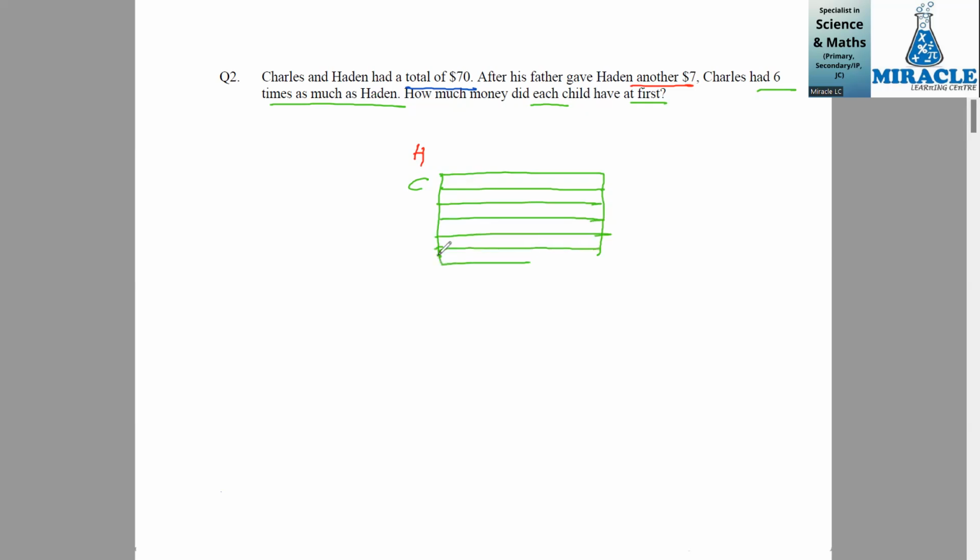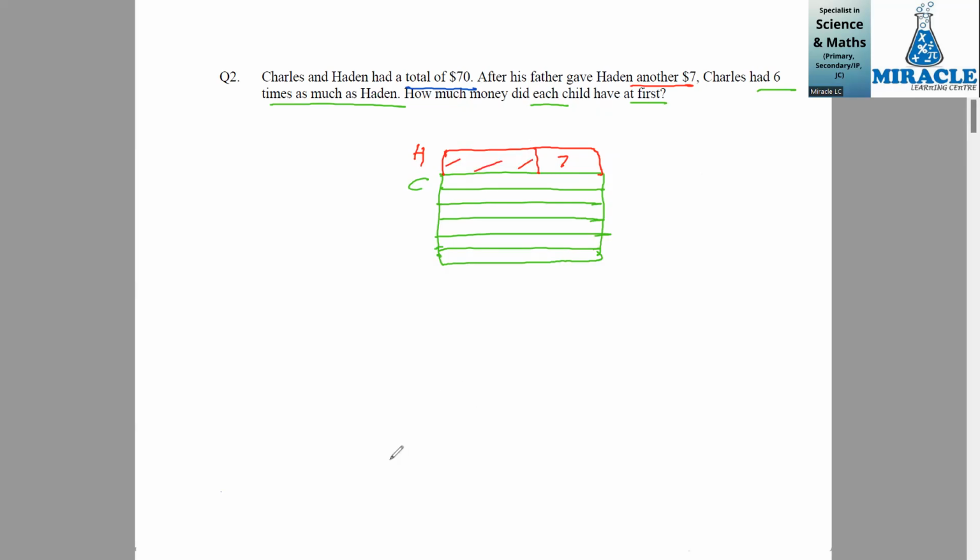So let's draw our models first. So we have Haden and we have Charles. And we know that Charles had 6 times as much as Haden. So let's draw 6 units for Charles. And then we have 1 unit for Haden. And we know that in order for Haden to get 1 unit, he had to receive another $7 from his father. So let this box be 7. So this is the original amount that Haden had.